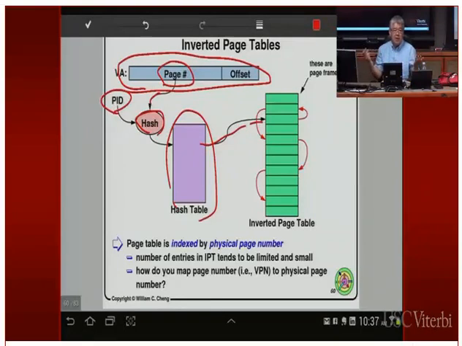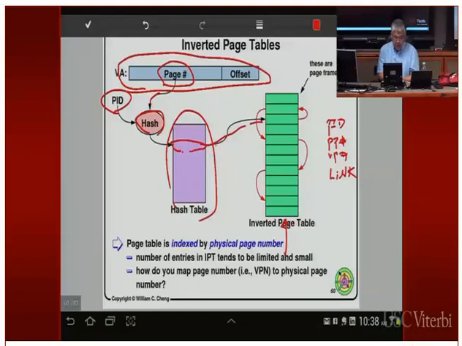But that will only give you the beginning point, because you're going to have conflicts. You can have multiple processes, multiple page tables, that all happen to hash to the same entry. So in this case, we're going to have a conflict resolution chain, and the conflict resolution chain is going to be built inside the inverted page table. So the inverted page table not only has the PID, the physical page number, and the virtual page number; in addition, it also has the link field for the next guy on the conflict resolution chain.